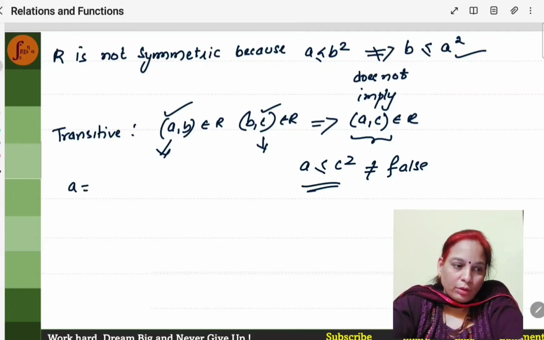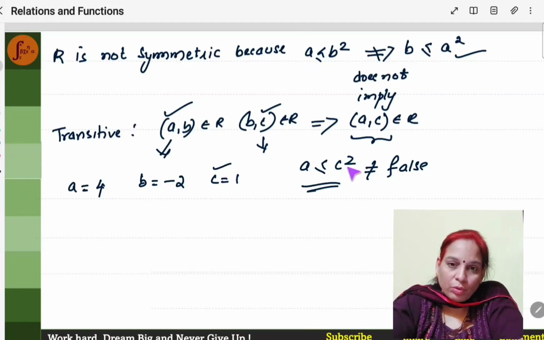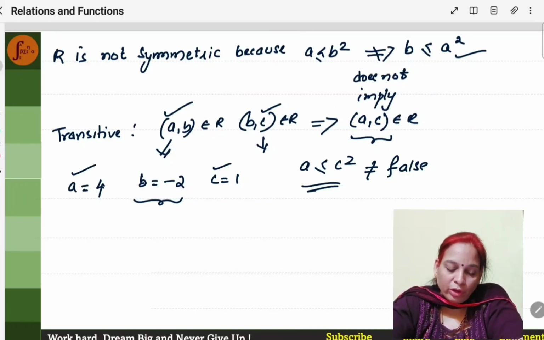Let's say A is equal to 4 and we'll take a negative number, say B as -2 and C as 1. So we are going to take the smallest number for C because we want C to be smaller and A to be greater. So we'll take a bigger number for A and a smaller number for C, and B will take a negative number, right? We'll take a negative number because if you take any positive number, you will not be able to validate. So we'll take a negative number.